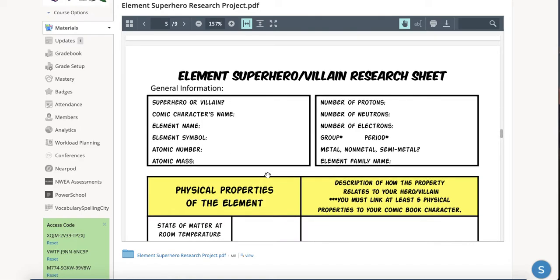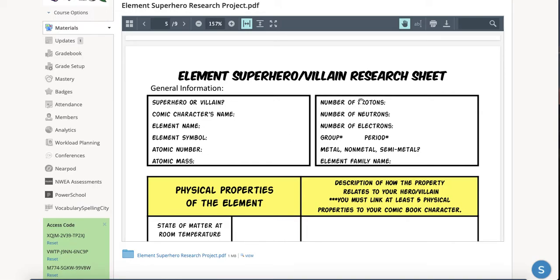Okay, so here's your fact sheet. You've got a couple fact sheets, and this is going to help you organize your information. So here's your general information. I want to know whether you are picking a superhero or a villain. What is your comic character's name? Remember, it has to tie in with the element somehow. The element name, the element symbol, the atomic mass, and the atomic number will go right here.